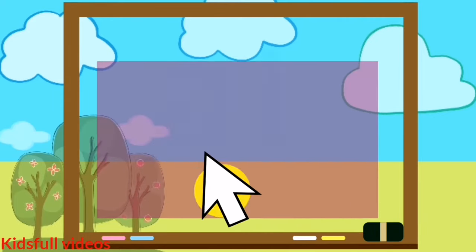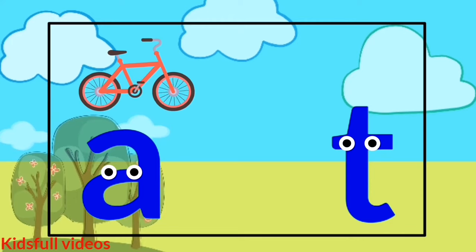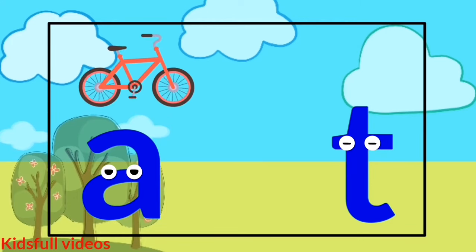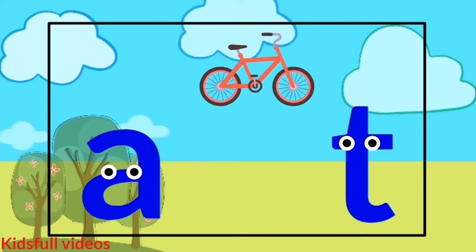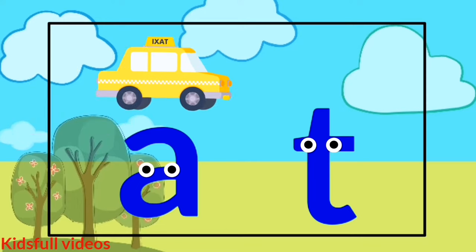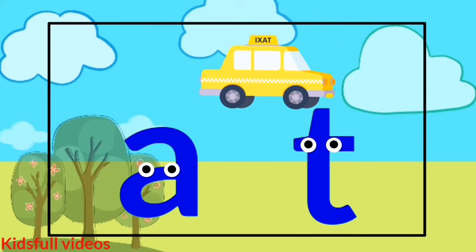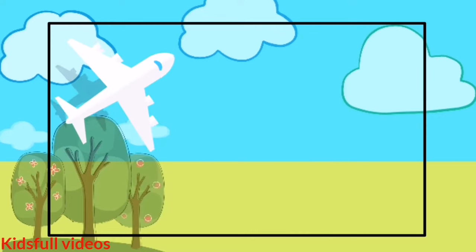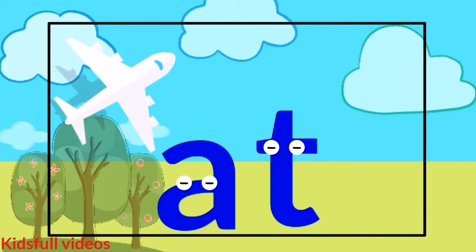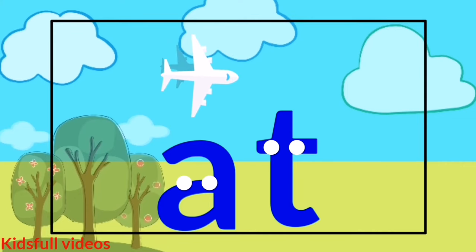At. Let's say it with the speed of a bicycle, slowly. At. Let's say it with the speed of a car. At. Let's say it with the speed of an airplane. Fast. At, at, at. Very well done.